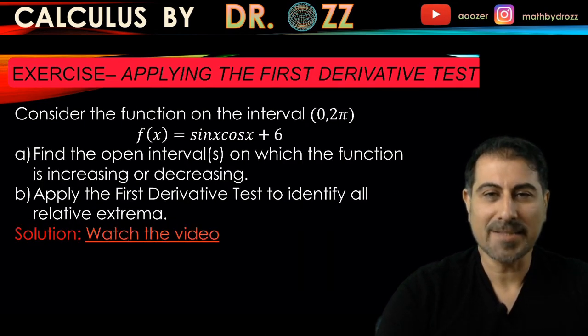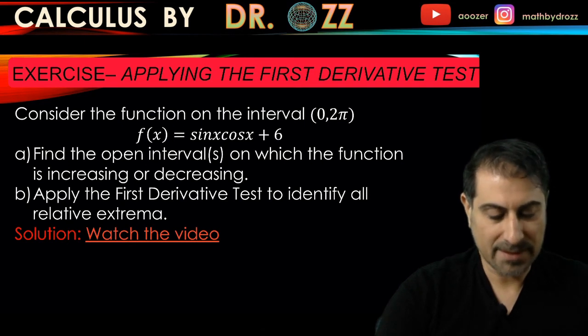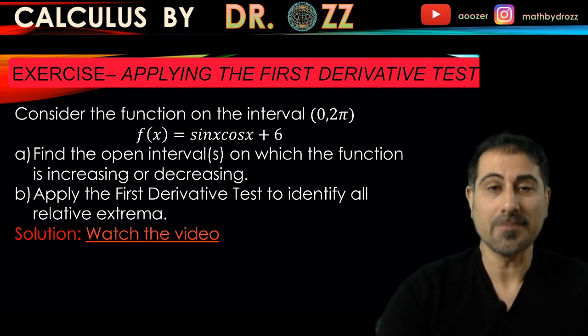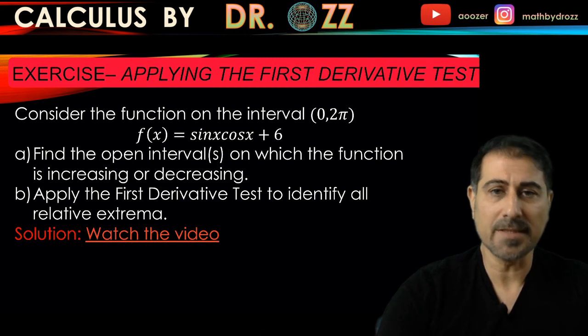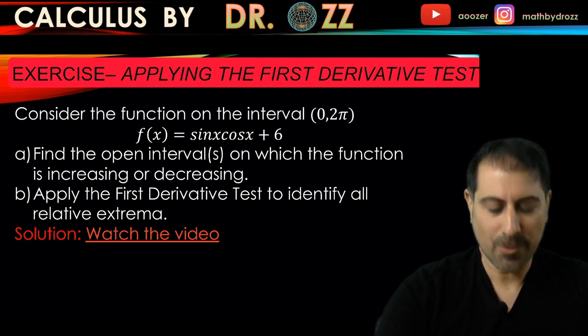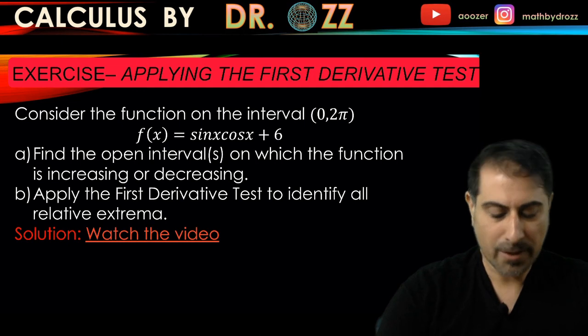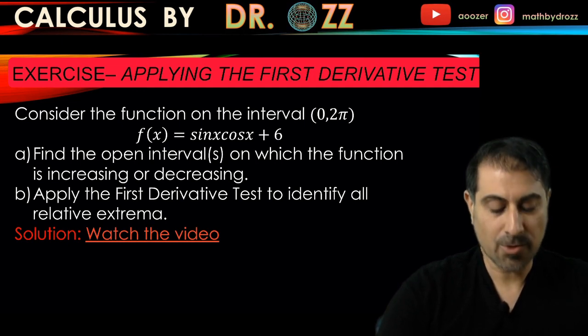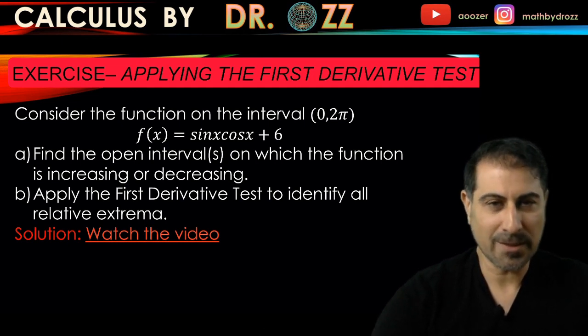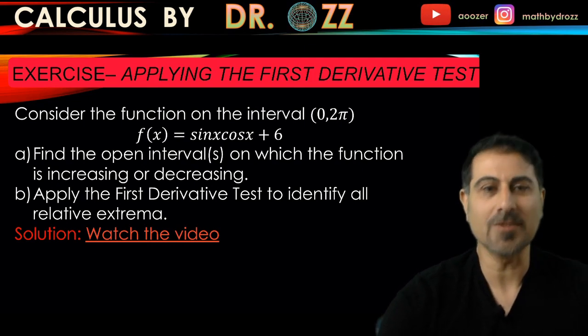All right, the final exercise that I went through step by step is again the application of the first derivative test, but this time you're given the function sine x cosine x plus 6. So you're going to apply the same strategy. You're going to find open intervals on which the function is increasing or decreasing, and eventually you're going to apply the first derivative test to identify all relative extrema. In finding the critical numbers here, you're going to try solving a trig equation. That's the crucial part of this exercise.